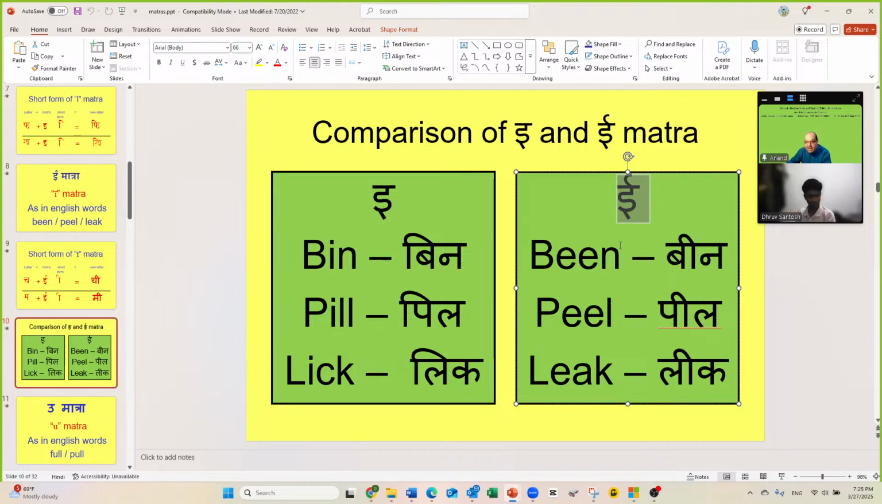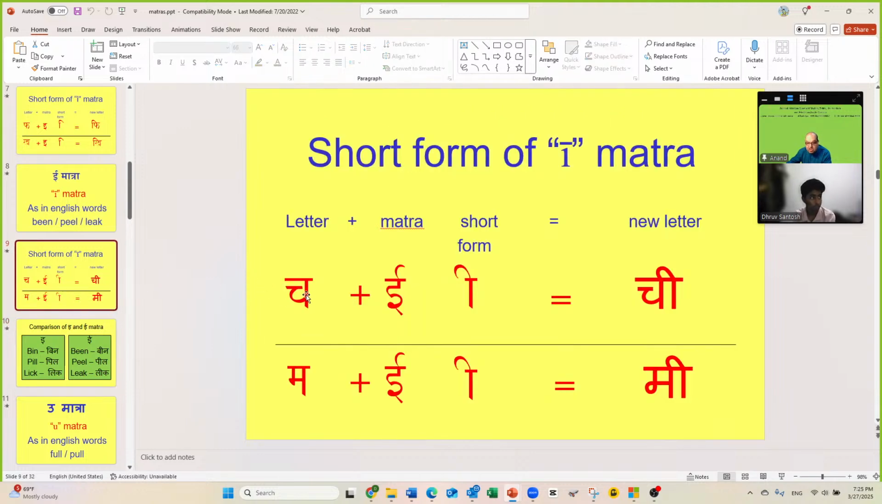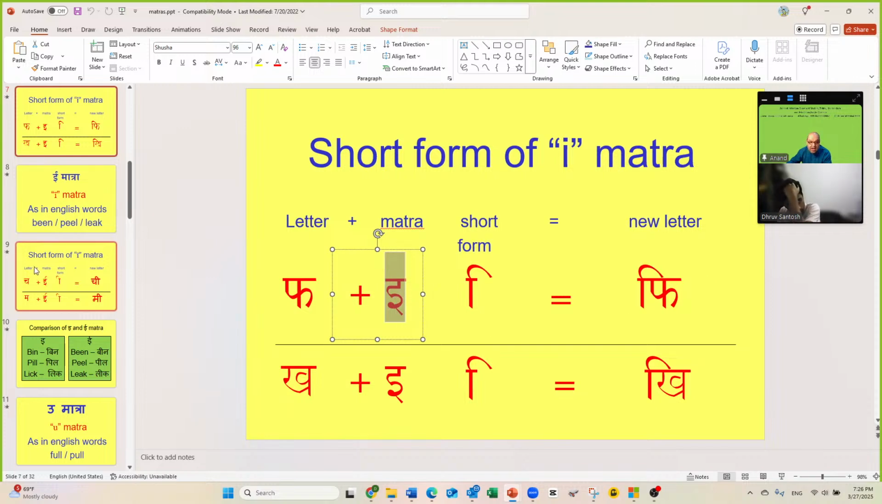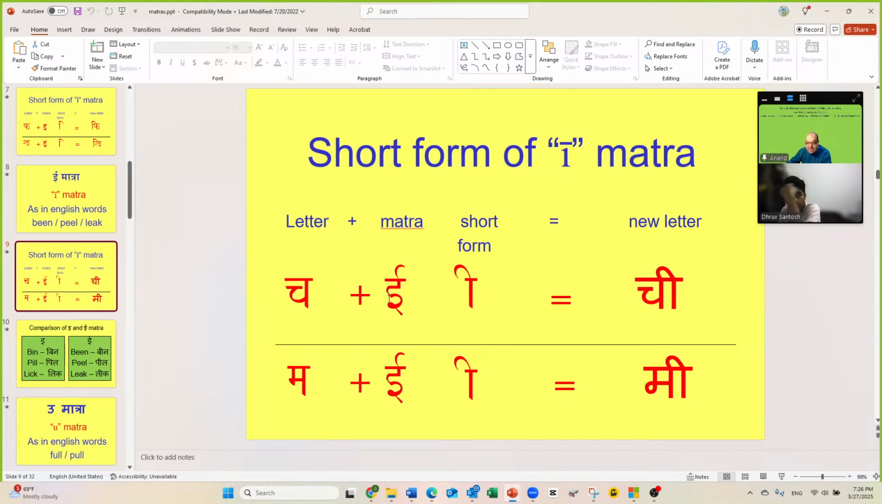Now, this A and E matra actually combine with the consonants. So, pa combines with A matra, and then instead of writing A matra, we write its short form, which is the loop on the left hand side of the letter. The loop is the short form for this A matra. Similarly, if there is E matra, then the loop is on the right hand side of the letter.